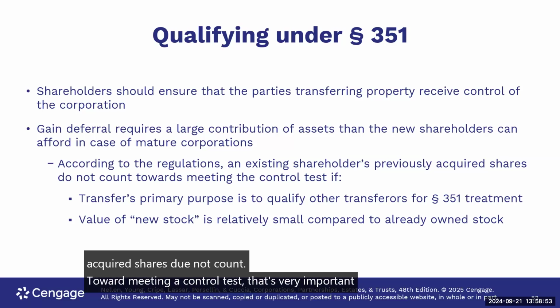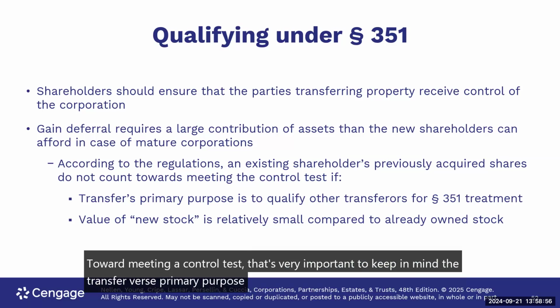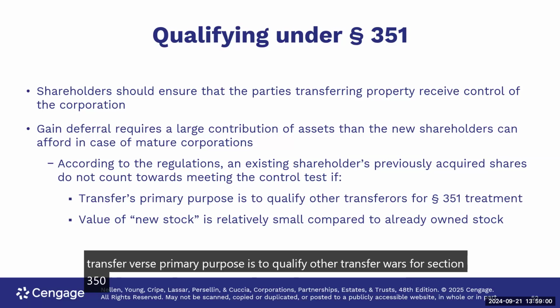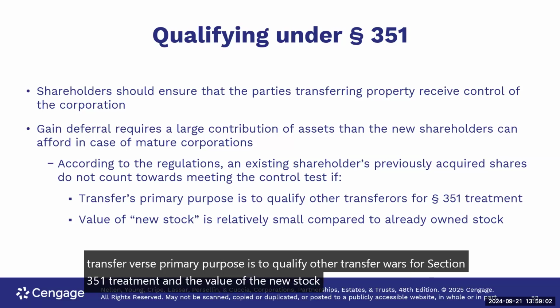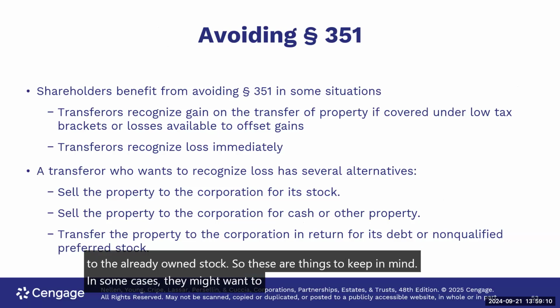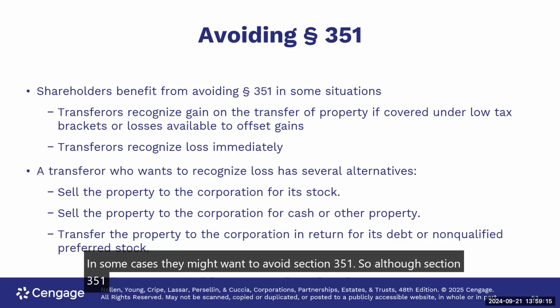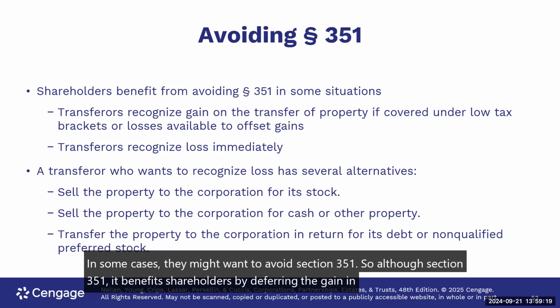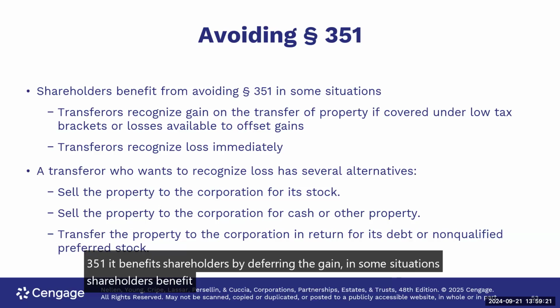The transferor's primary purpose is to qualify other transferors for Section 351 treatment, and the value of the new stock is relatively small compared to the already owned stock. So these are things to keep in mind. In some cases, they might want to avoid Section 351. Although Section 351 benefits shareholders by deferring the gain, in some situations, shareholders benefit from avoiding Section 351.